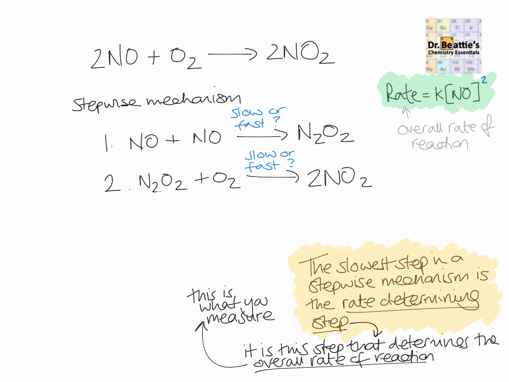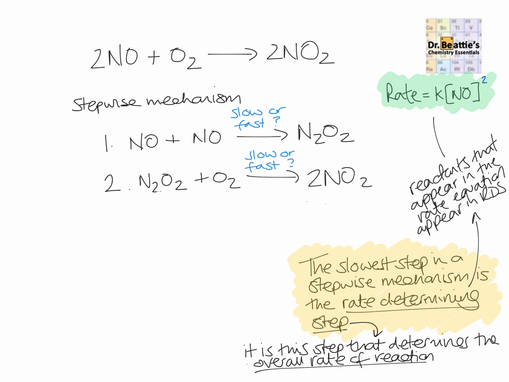Now, as chemists, with any of these reactions, we need to work out which of the 2 steps are the slow or the fast. And the way you do that is you look at the rate equation. So the rule to take from this is that the reactants which appear in the rate equation are the reactants that appear in the rate determining step. So in this example here, our rate equation is telling us that we've got nitrogen monoxide, and so it must be this reactant that appears in the rate determining step.